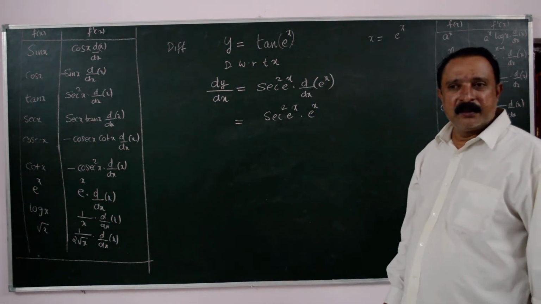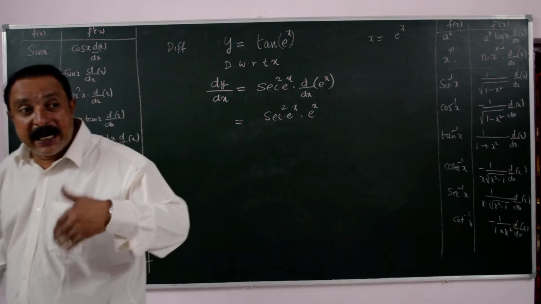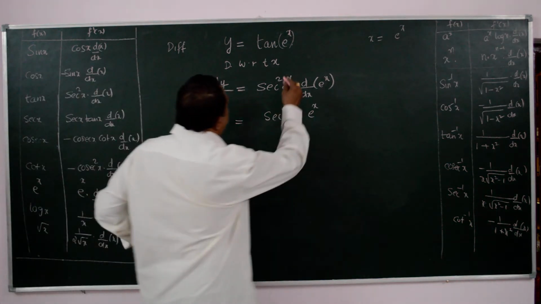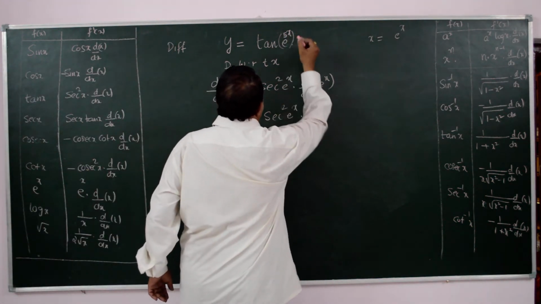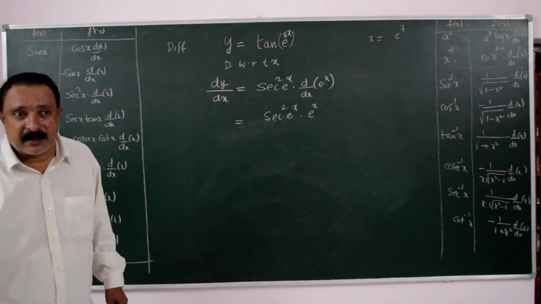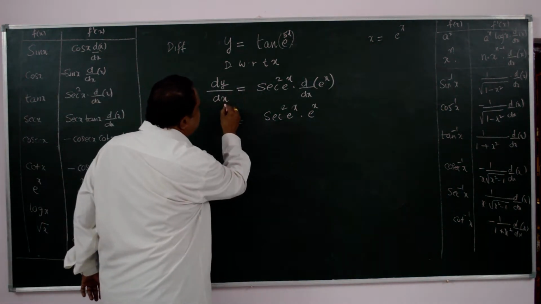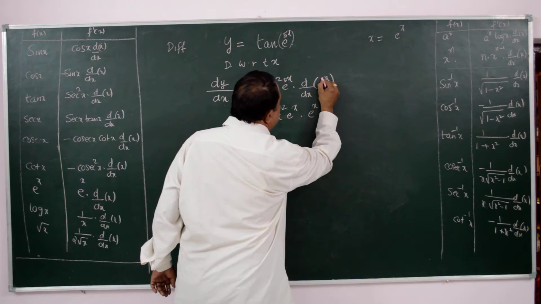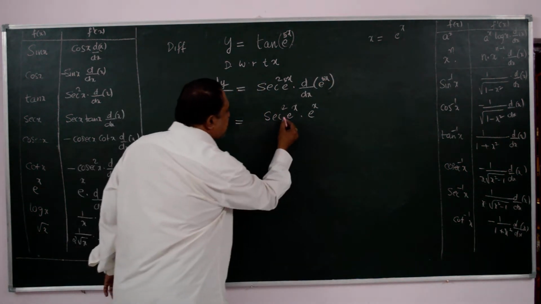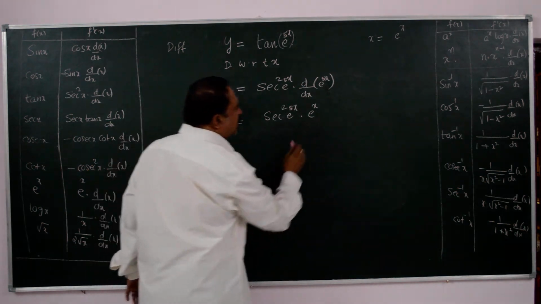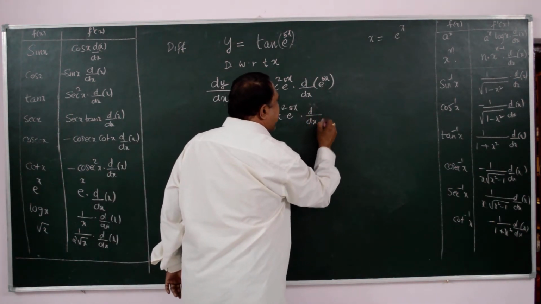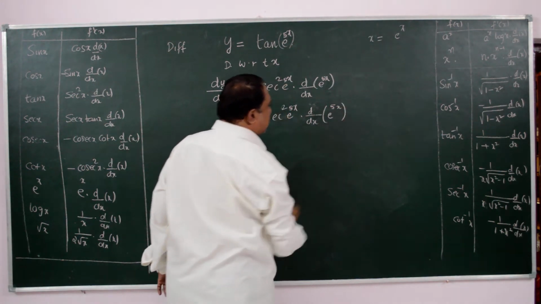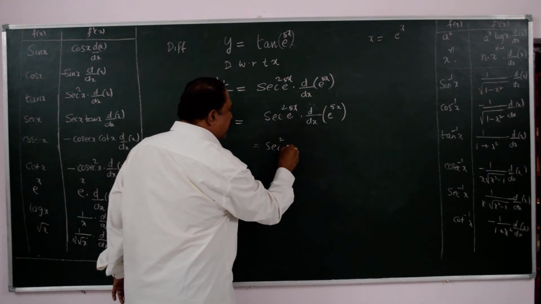That's all. Okay. Now, I will increase the complexity of this problem step by step. Instead of just e power x, I will make it tan e power 5x. In that case, what you will write? dy by dx equals secant square e power 5x into d by dx of e power 5x. So this is secant square e power 5x into, it is now d by dx of not simply e power x, it is e power 5x.